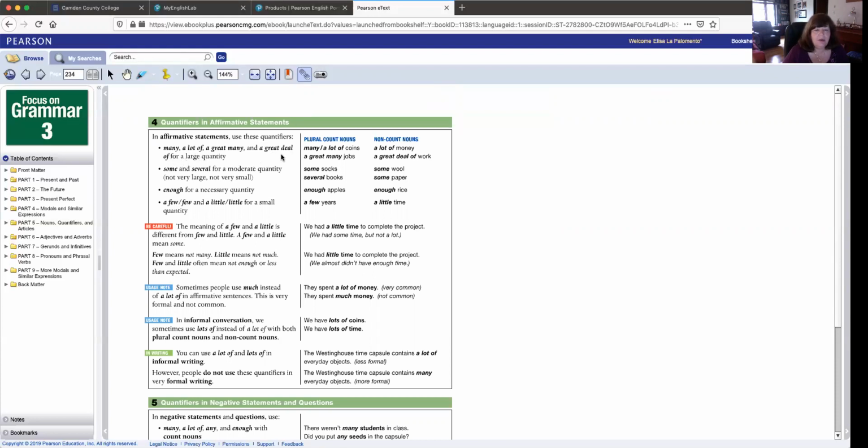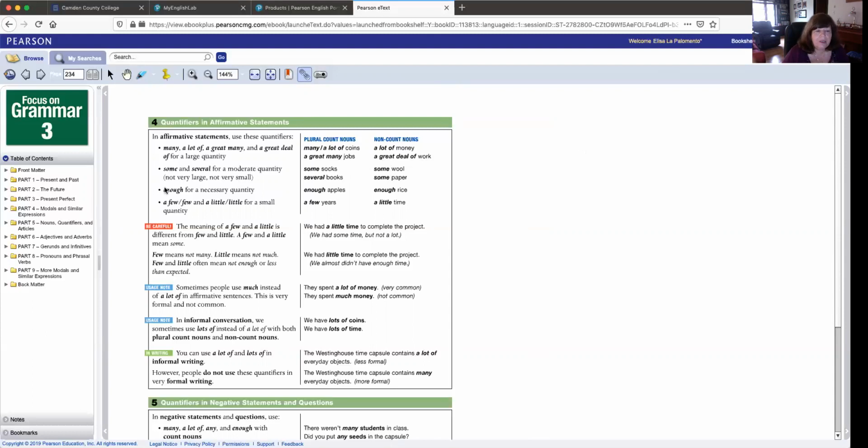Okay? You can say many coins, you can say a lot of coins, you can say a great many jobs, and you'll notice that both coins and jobs are count nouns. Look here at the non-count nouns. We can still say a lot of money, but we can't say many money. We can say much money, okay? Like he doesn't make too much money. Instead of a great many for non-count nouns, we have to say a great deal of work.